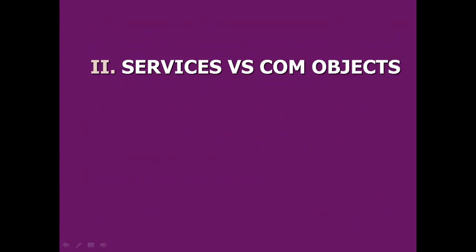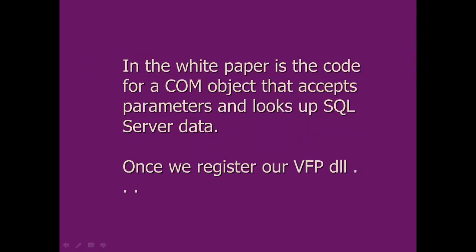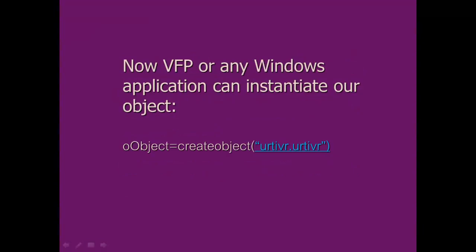Now, services are very different from COM objects. We're used to working with COM objects in VFP, either calling COM objects or using VFP to create COM objects. We use our regsvr32, and once we register it, we're able to call it by simply instantiating it with CREATEOBJECT. For example, if I wish to create an Excel object, I would do CREATEOBJECT Excel.worksheet, and I now have a reference to an instantiation of Excel.